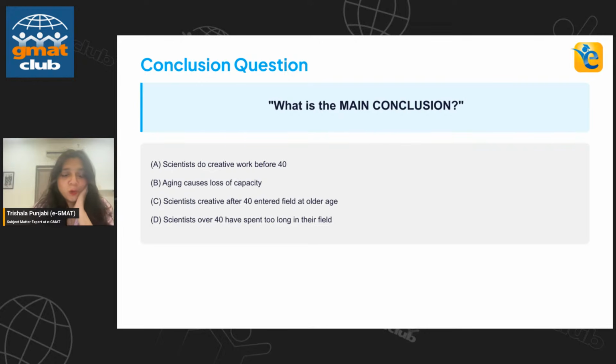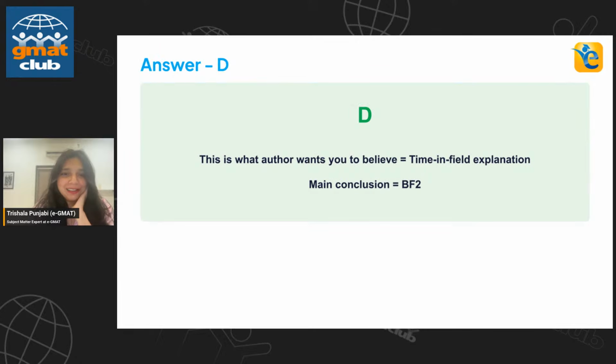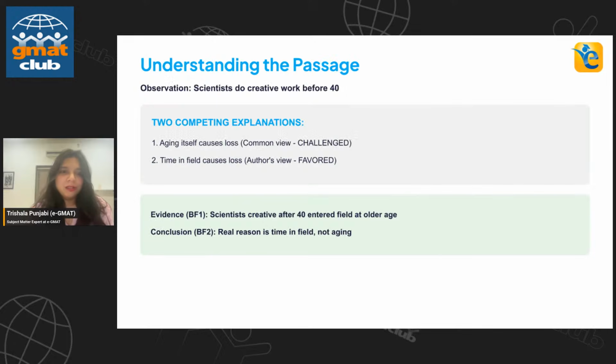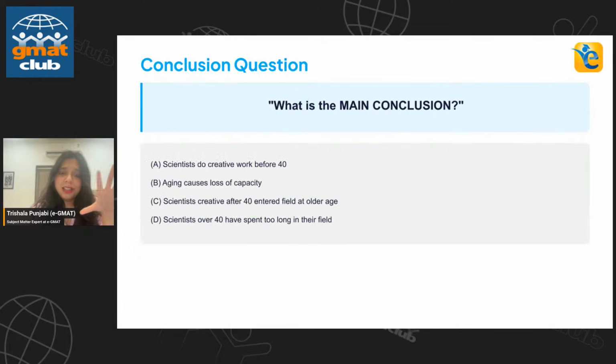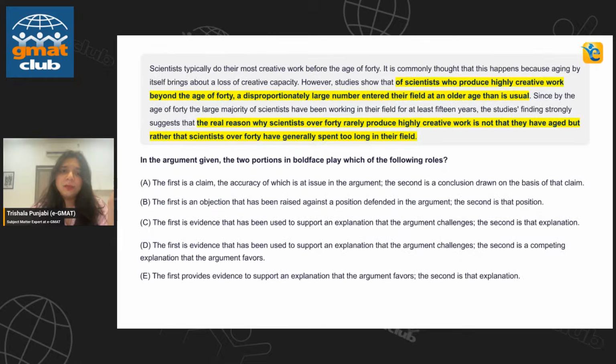Okay. So, the answer here actually is D. That is actually what the author wants you to believe, which is basically the time and field explanation. I'm going to take some time explaining this. So, what is happening in this passage, right? A, basically what you guys talked about, that is the observation.